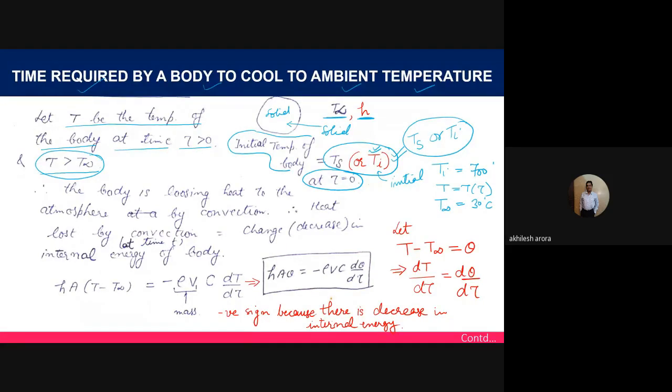So what will happen when it is dipped in the surrounding fluid? The solid body will start losing heat to the atmosphere. For the sake of convenience, we have considered the surrounding fluid as atmosphere. You can see the solid body is losing heat by convection here.